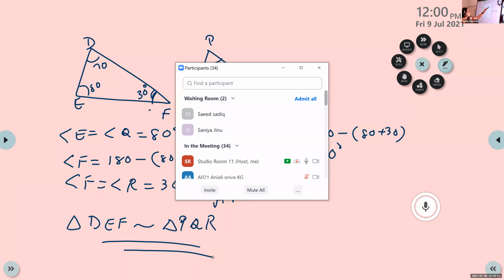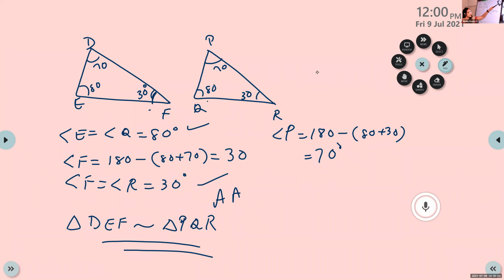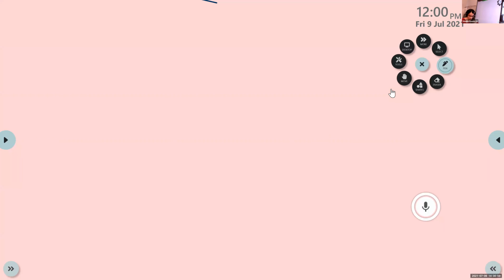Okay, so this is about how we can check the similarity of two triangles. Now the next set of questions. Question number 2 is homework. It is a simple question that you can do. We will begin with question number 3. All of you write the question.